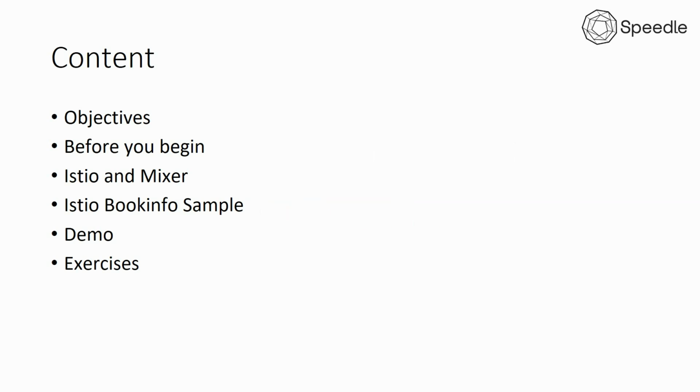This is the content of this workshop. At first, I'll introduce the objectives of this workshop and describe what you need to do before you begin. And then, I'll introduce what is Istio and what is Istio Mixer Adapter, and introduce the Istio BookInfo sample. Then I'll demonstrate how to integrate Istio with Speedle. At last, I'll let you do some exercises.